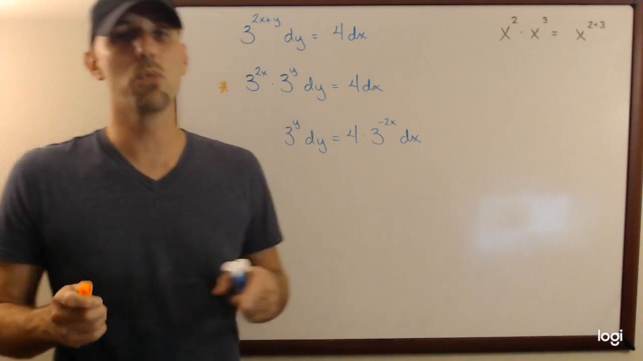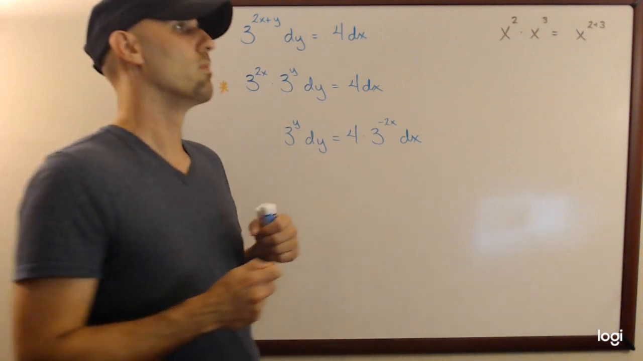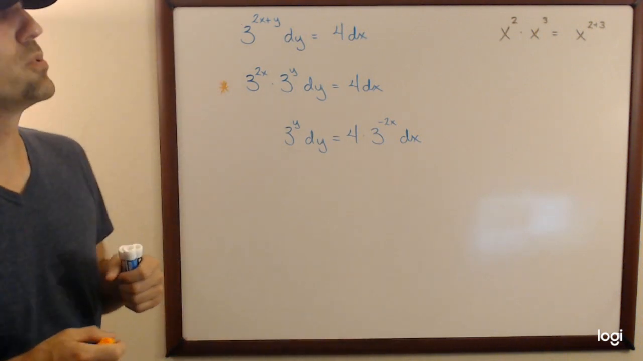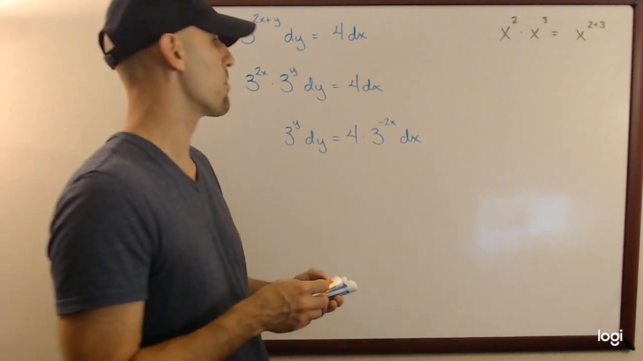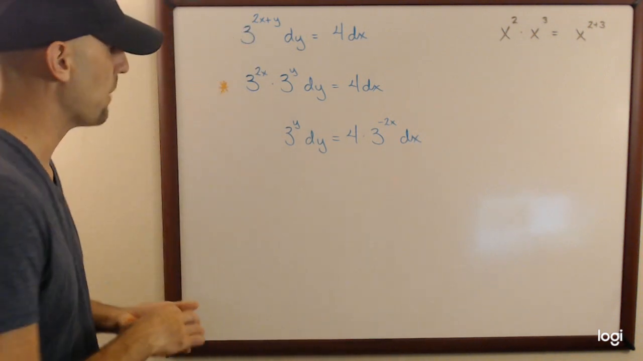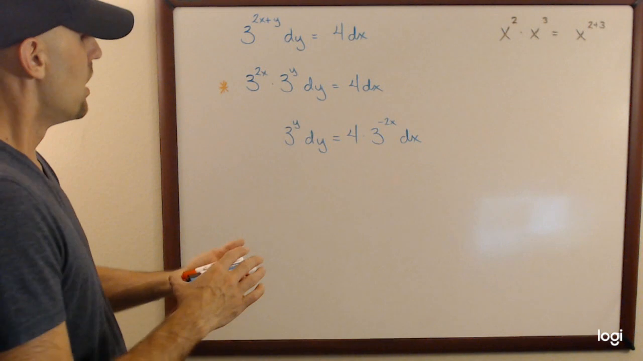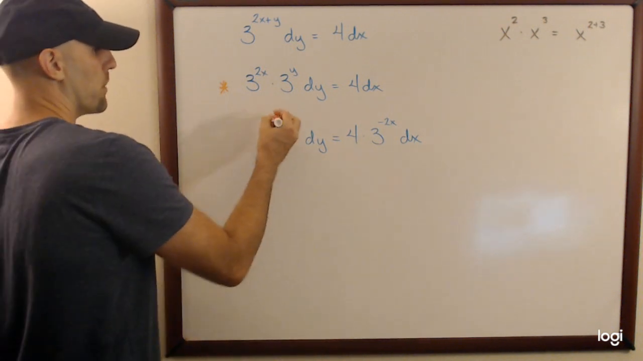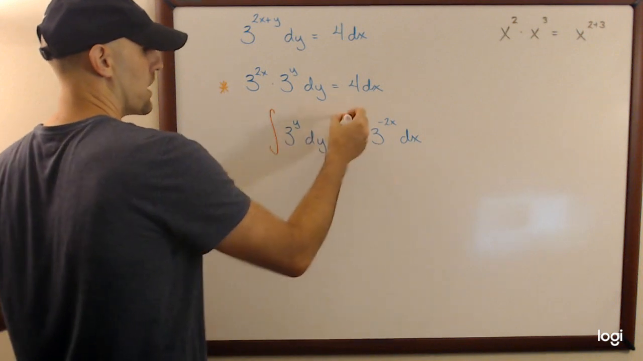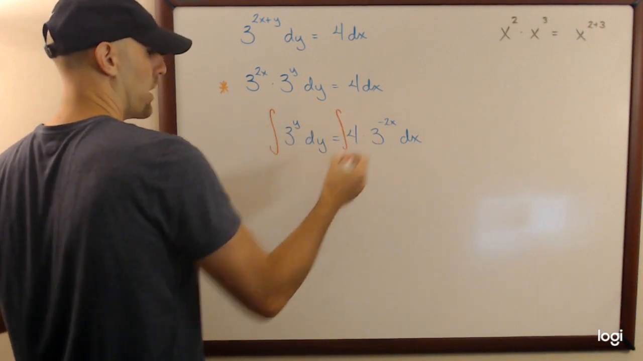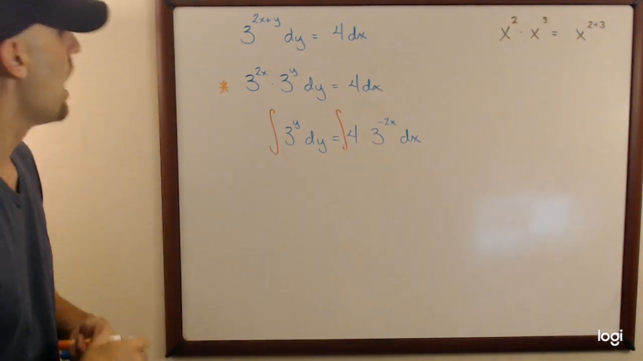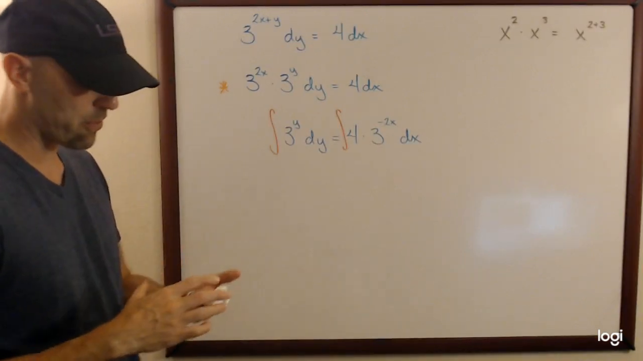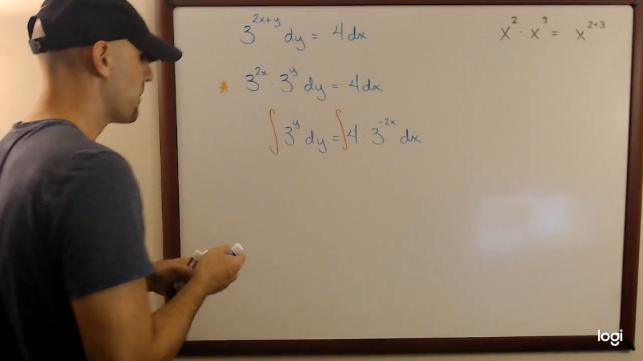I'm not going to tell you why. Think about it. Why is 3 to the 2x being 0 not a problem? Okay. Let's see if we can finish this. We're just going to integrate both sides. Fine. So there we go. Let's integrate the left, integrate the right. Okay. And how do we integrate 3 to the y? Well, it's pretty easy.